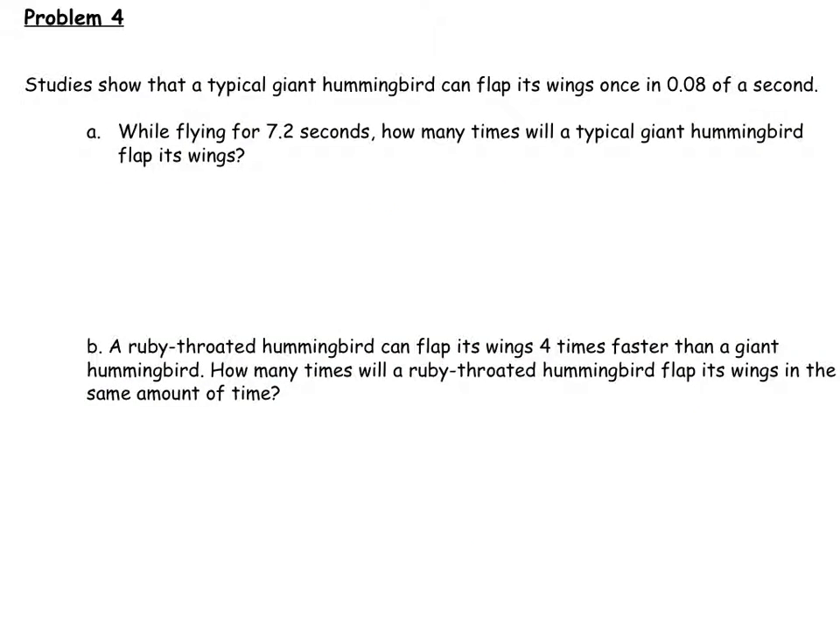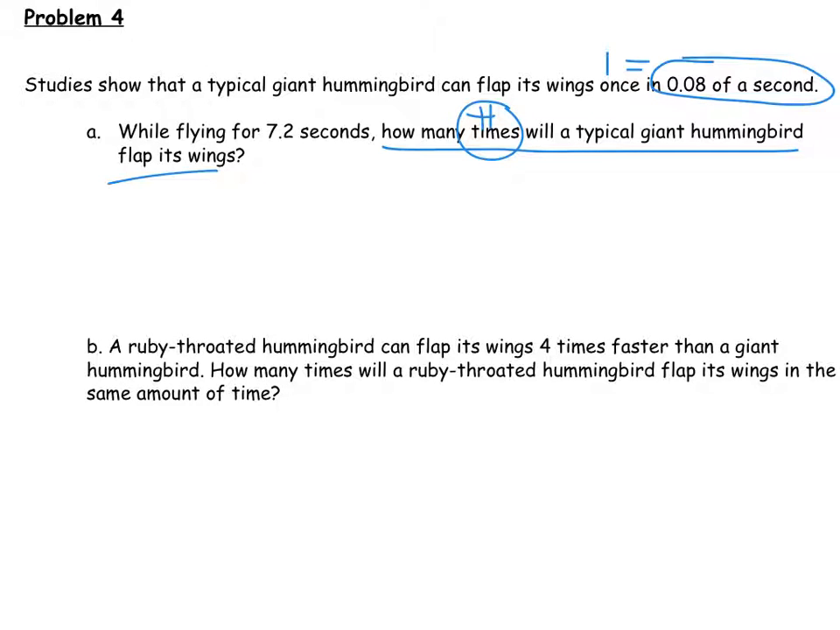Problem 4. Studies show that a typical giant hummingbird can flap its wings once in 8/100ths of a second. Wow. So I'm flapping once in 8/100ths of a second. That's fast. Part A. While flying for 7 2/10 seconds, how many times will a typical giant hummingbird flap its wings? So I need to know the number of times it's going to flap its wings. For how much time? 7 2/10 seconds.